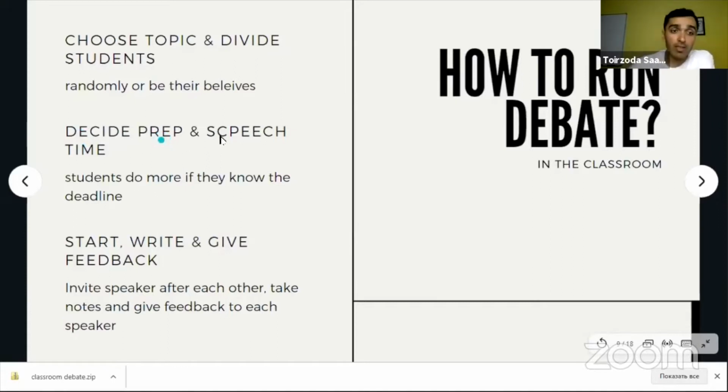Then you can decide the preparation time and speech time. Looking at your classroom time, you can decide the preparation time. It's almost between 5 and 10 minutes. If the topic is a little bit harder, you can give them 10 minutes to prepare. Or if it's easy, you can give them 5 minutes.